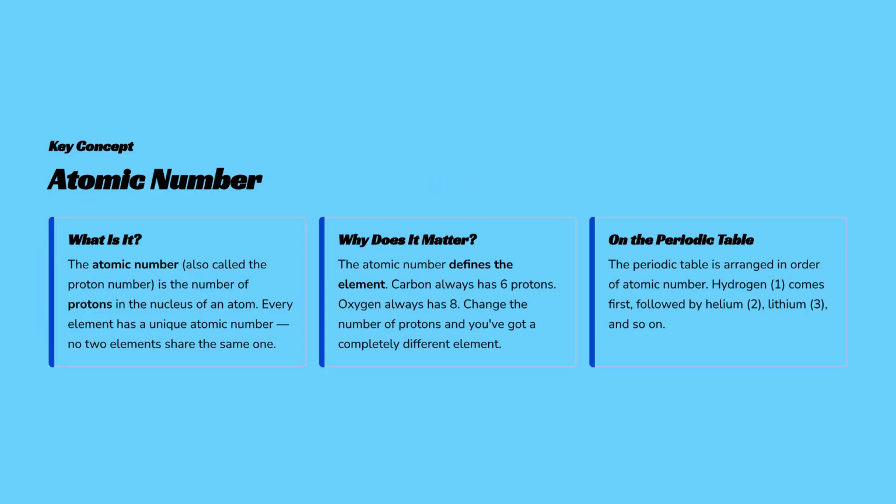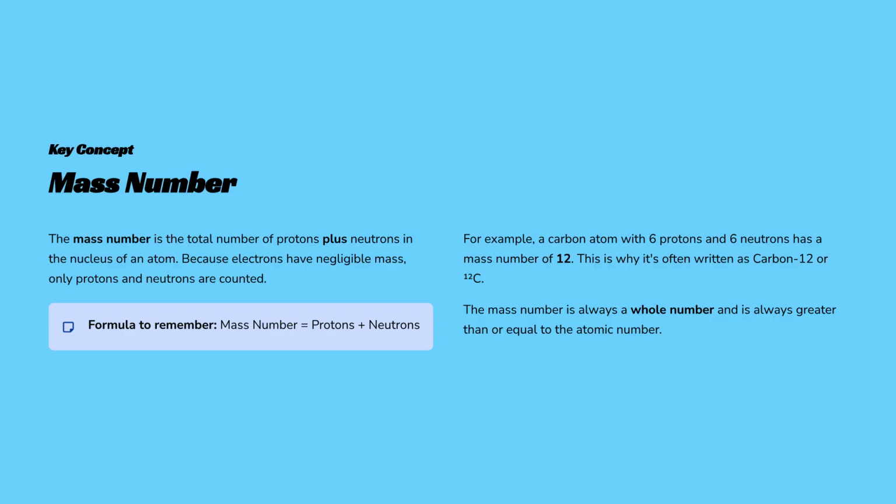The atomic number represents the number of protons in an atom's nucleus. This number defines the element and determines its position on the periodic table. The mass number is the total of protons plus neutrons. Electrons have negligible mass, so they are not included in this count. Remember, the mass number is always a whole number.